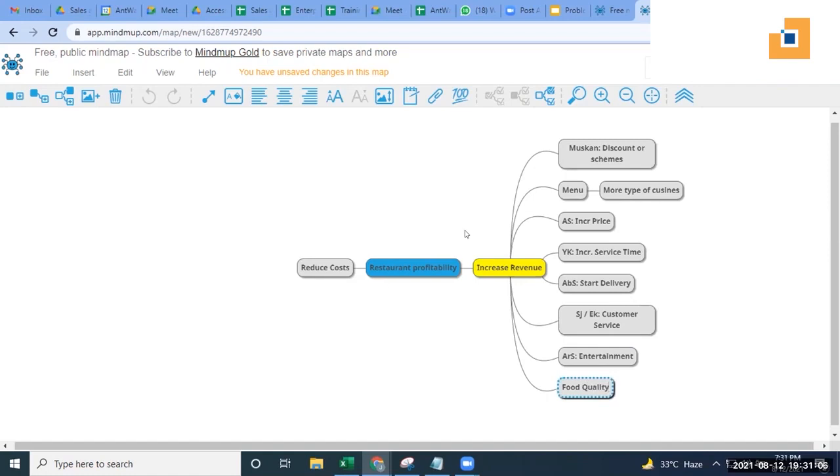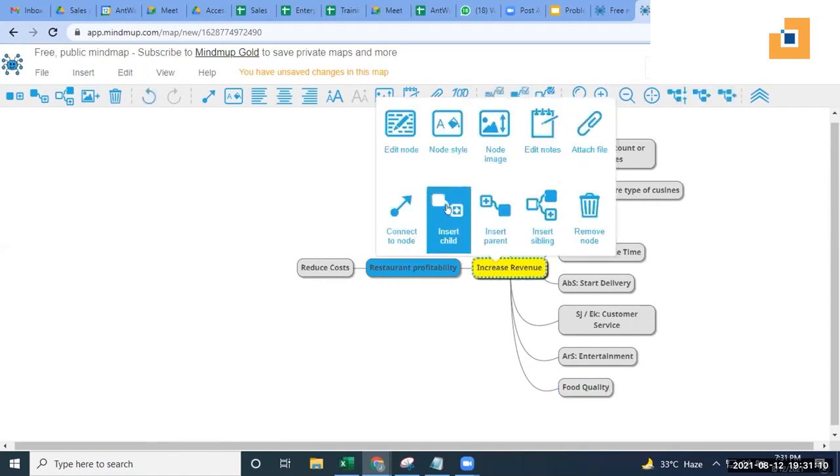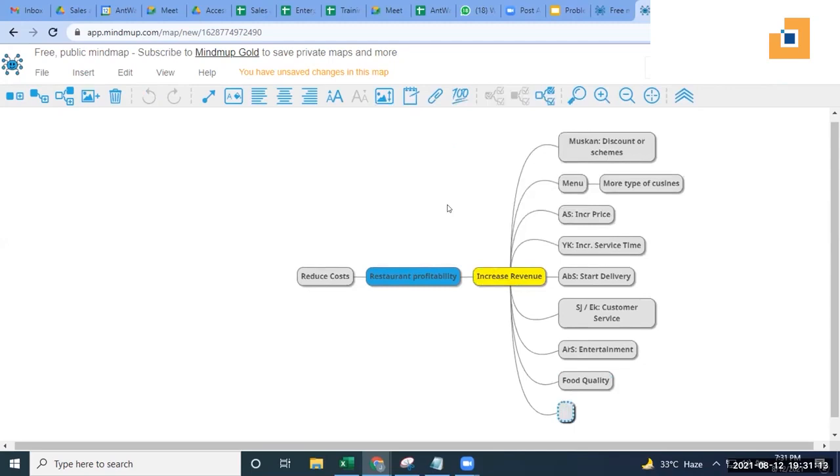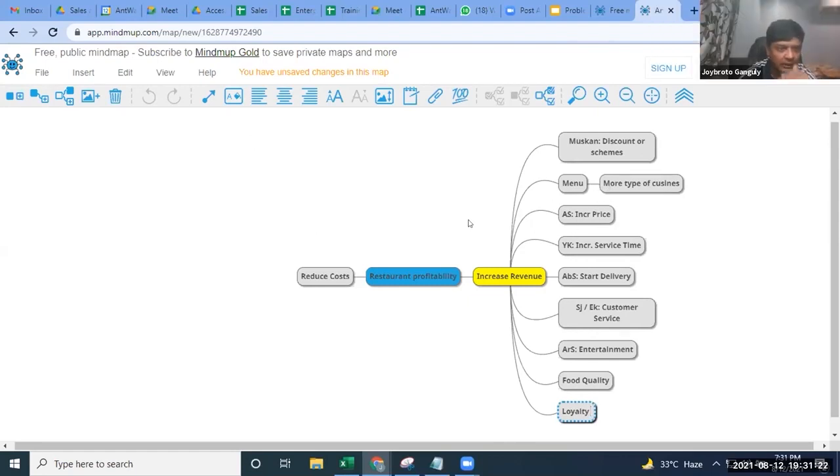Loyalty service and membership. Somebody already talked about it. It's coming again from Abhishek Singh. I think I had missed it out earlier. So sorry about that. So loyalty. Okay. What else? Add fast food, change in the menu, more types of cuisines. Look at areas which are untapped, like online, free delivery. Okay. Start delivery. Yes. Training service people with good customer relations. Customer service. Okay. Increase footfall of customers by providing recreation, under entertainment.